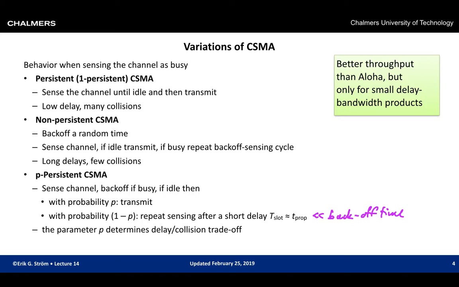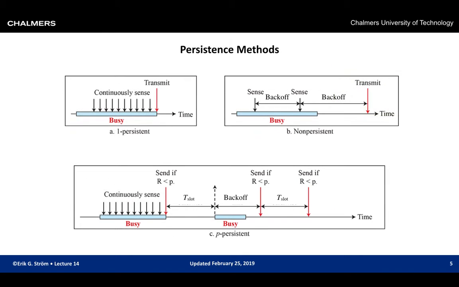Okay. And then this parameter p determines the delay-collision trade-off. And if we set p equals 1 here, then with probability 1 we transmit, which is the same thing as we do in persistent CSMA. Okay, so let's look at pictures here. Maybe this is easier then.